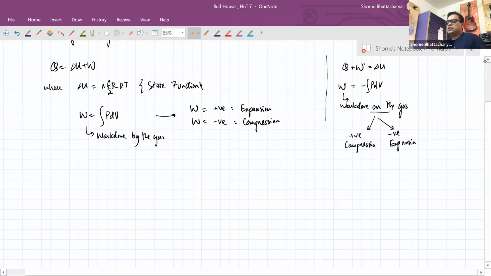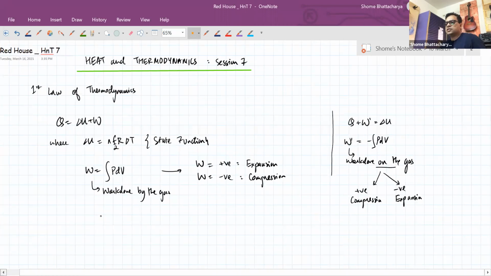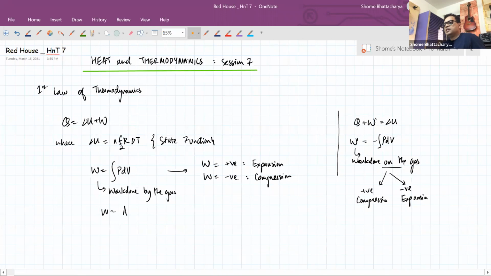And also graphically, in terms of the PV space, W is the area under the PV graph. Such that again, this sign convention we have to stick to. It is positive of the area if it is an expansion and negative of the area if it is a compression. Okay, so that's that. Then the term Q. So W, as you can see, because it is a term defined by integration PdV, it becomes a path function. So accordingly, Q also becomes a path function.